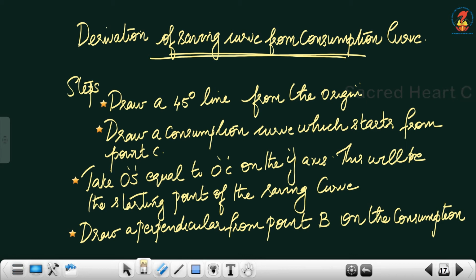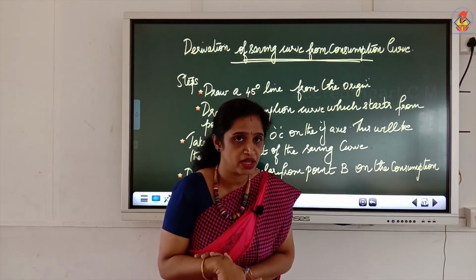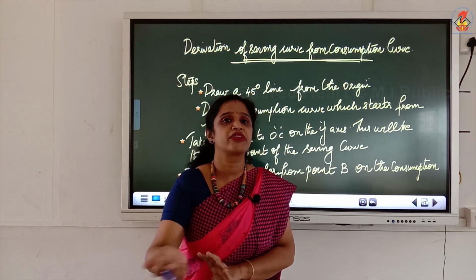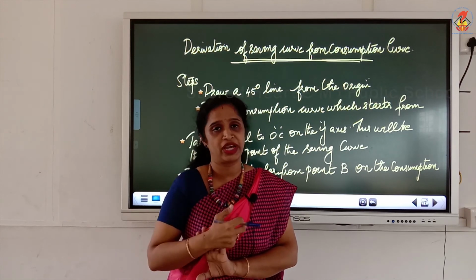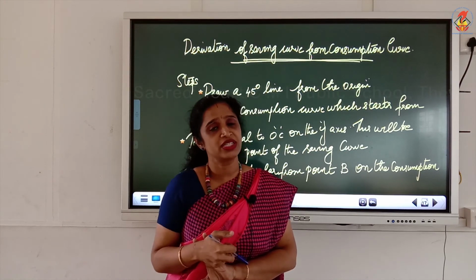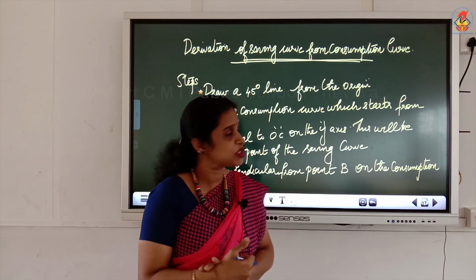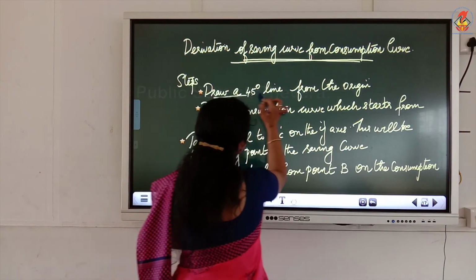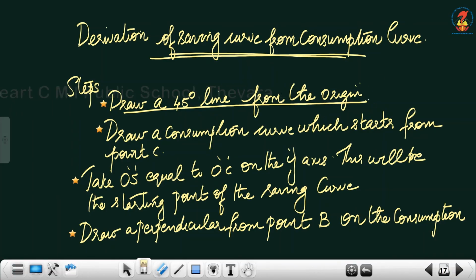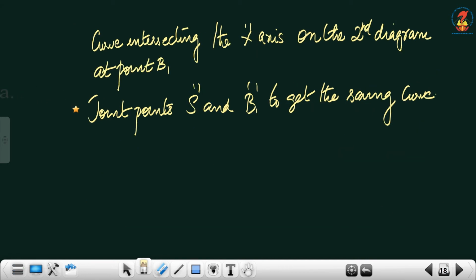Just as we have derived the consumption curve from the saving curve, we have to derive the saving curve from the consumption curve. So, for that we have to draw the consumption curve first and then derive the saving curve from that. So, let us read the steps for that. Draw a 45-degree line from the origin, which again means what? You have to draw the aggregate supply curve or income curve, because you know AS is equal to Y. So, we will do that.